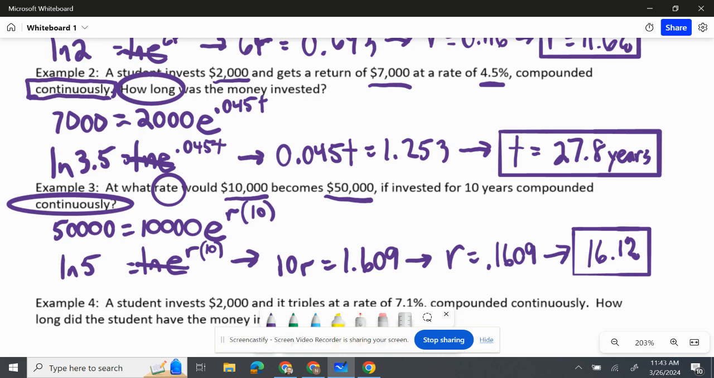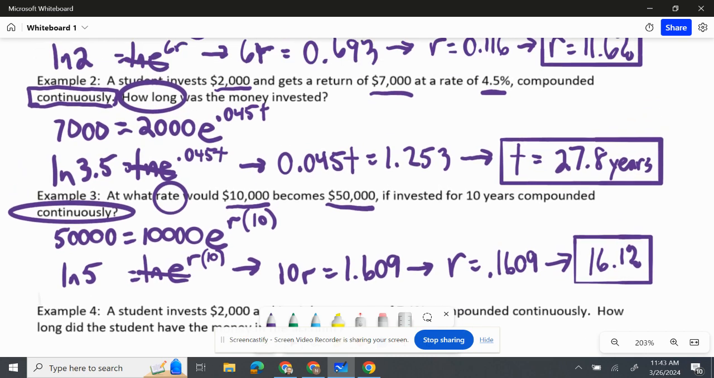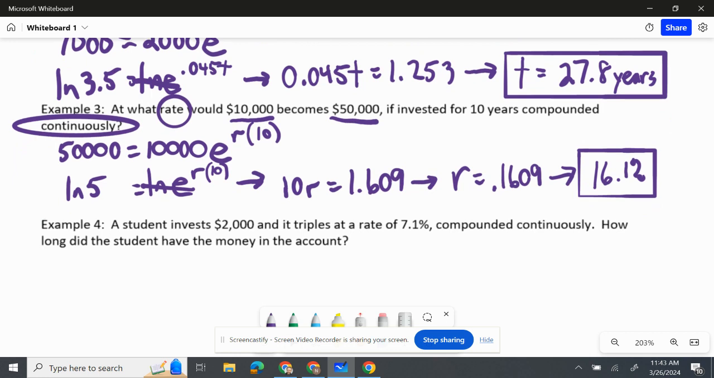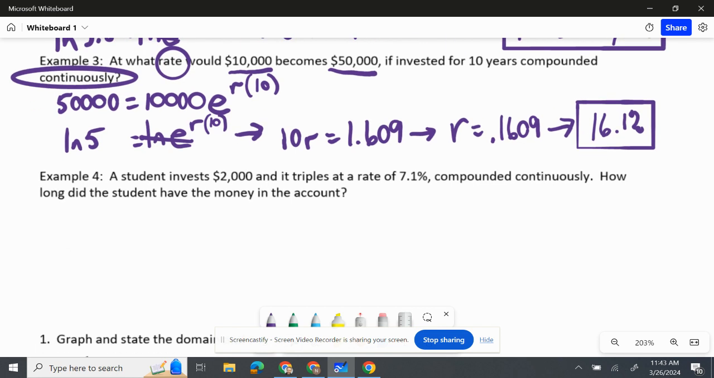For our last one, what we're going to do is figure out when 2,000 triples. So what we're going to do is take the 2,000 and it becomes 6,000 equals 2,000. And then what we have is e raised to the 0.071, and then we're trying to figure out how long. So we're talking about time. 6,000 divided by 2,000 is 3.